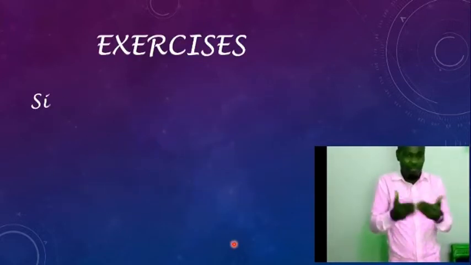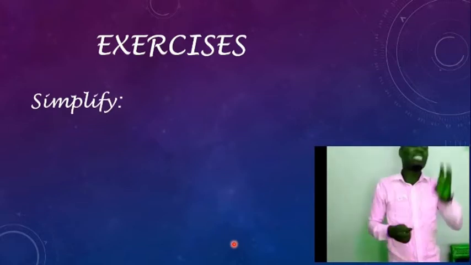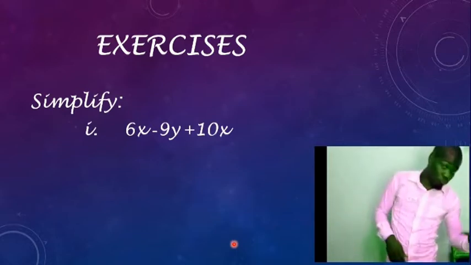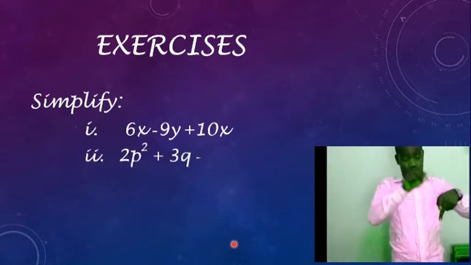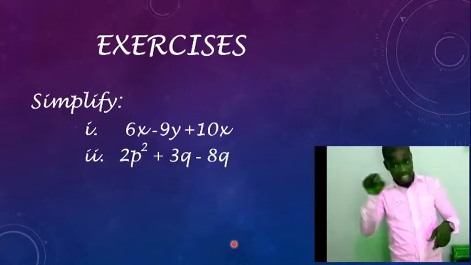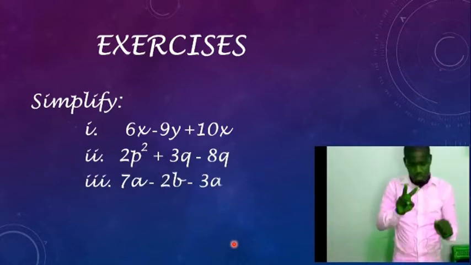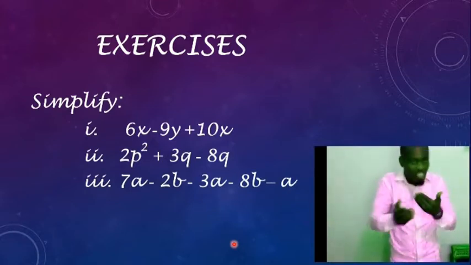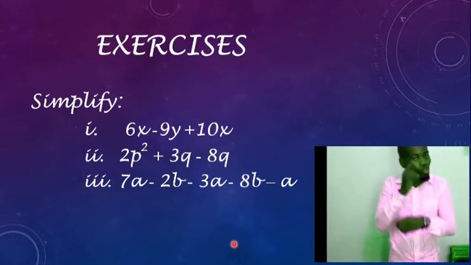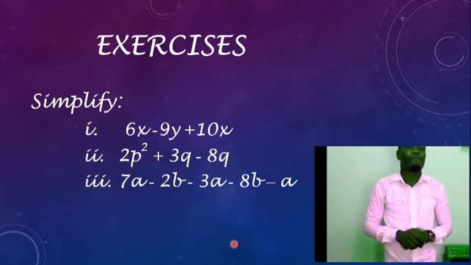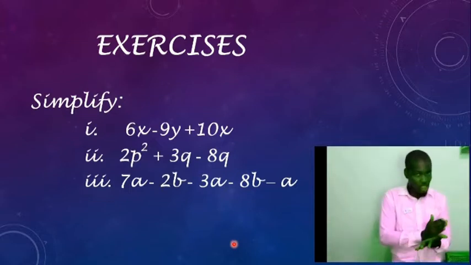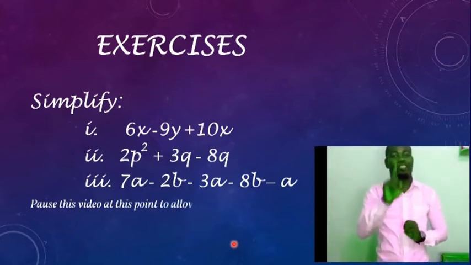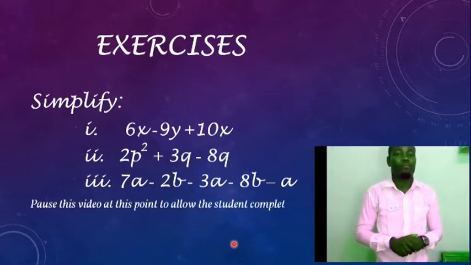Let's have some exercises. I want you to simplify these equations. 1. 6x minus 9y plus 10x. 2. 2p squared plus 3q minus 8q. 3. 7a minus 2b minus 3a minus 8b minus a. I want you to simplify these three equations. The video is going to be paused now to allow students to finish the exercises.